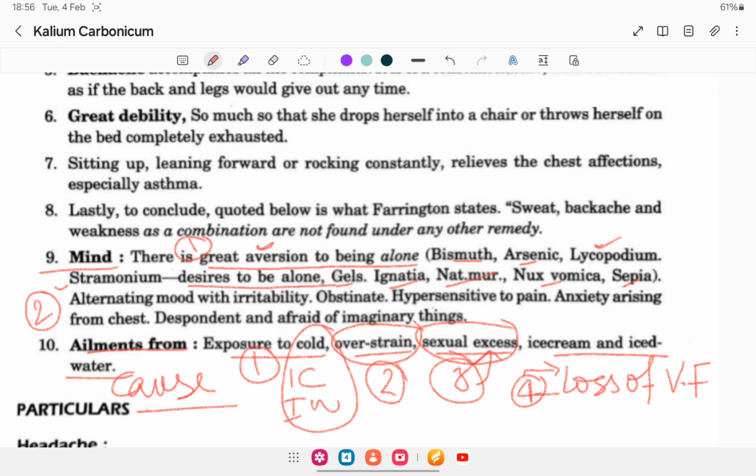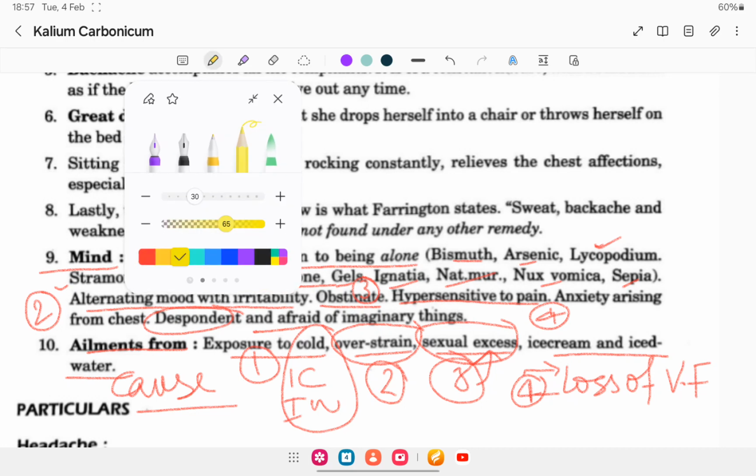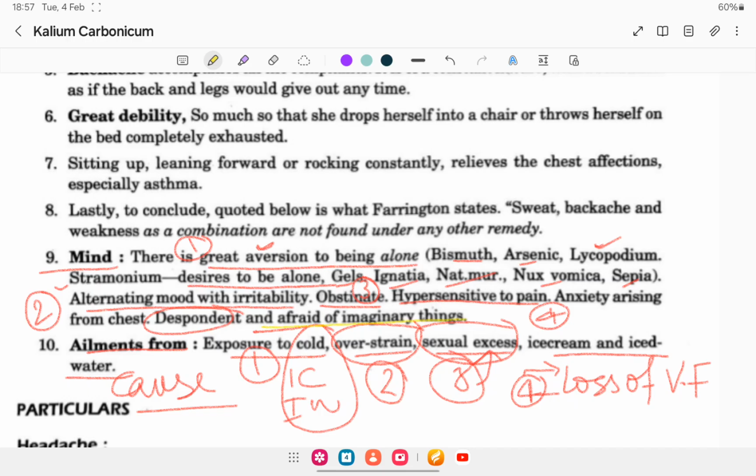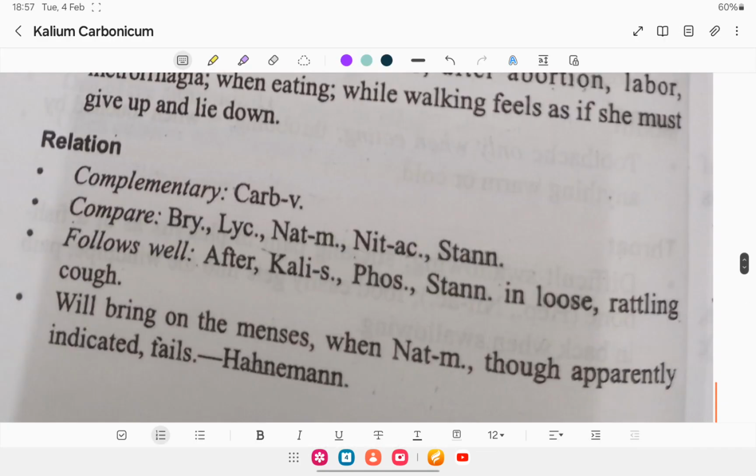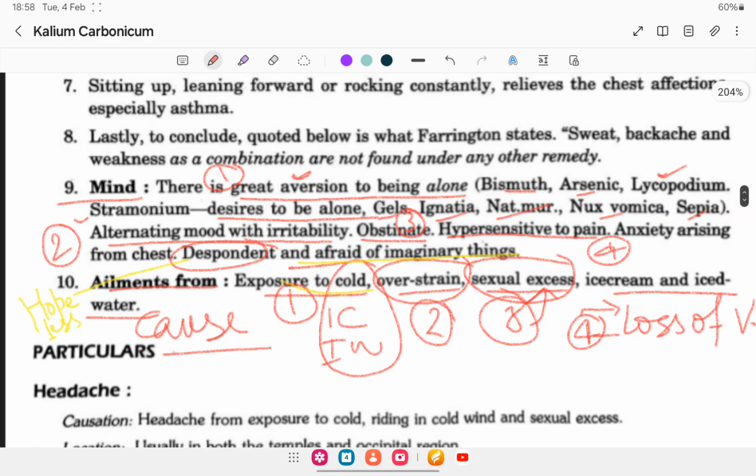Number 2, alternating mood with irritability. The patient is irritable. Number 3, obstinate, ziddi. Hypersensitive to pain. Number 4, anxiety arising from chest, despondent, hopeless. Despondent means hopeless, and afraid of imaginary things. So despondent, hopeless and afraid of imaginary things. This one is number 4.